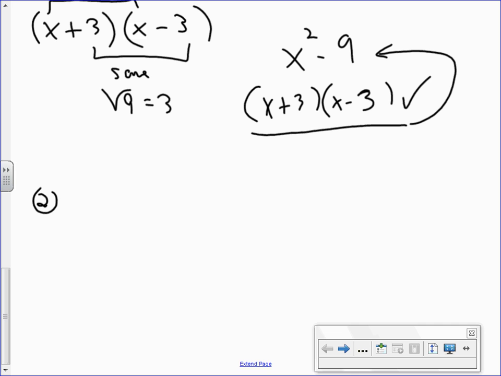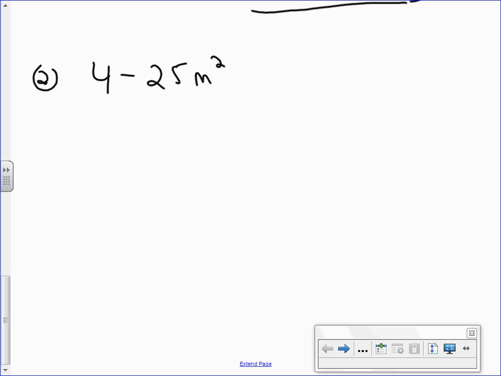The second one, 4 minus 25 m squared. So in order for it to fit in this category, it has to be a difference. It is. Only 2 terms, 1, 2, and everything in this needs to be a perfect square. 4, the square root of 4 is 2, 25, the square root of 25 is 5, and m squared, the square root of m squared is m. So this is difference of 2 squares.